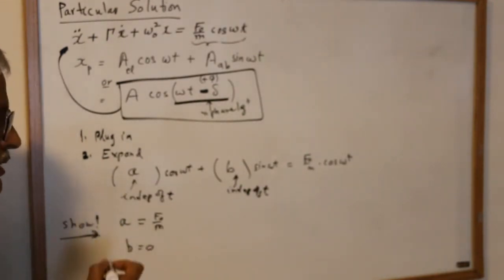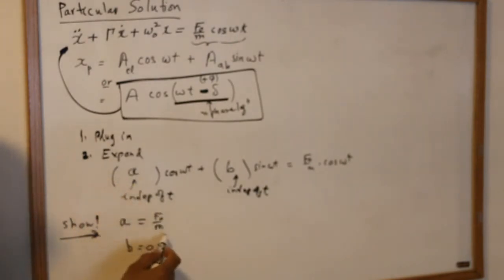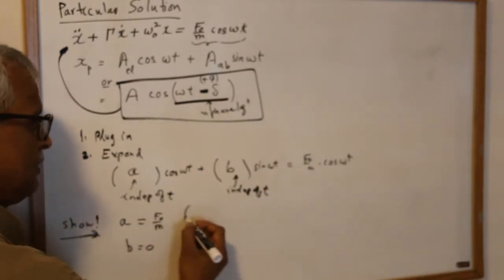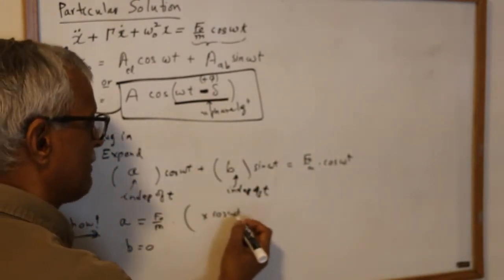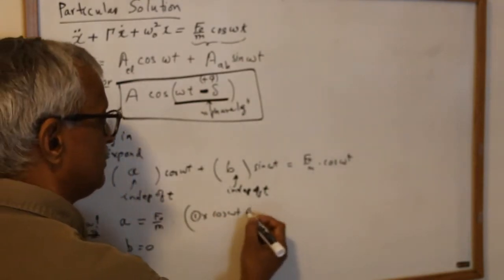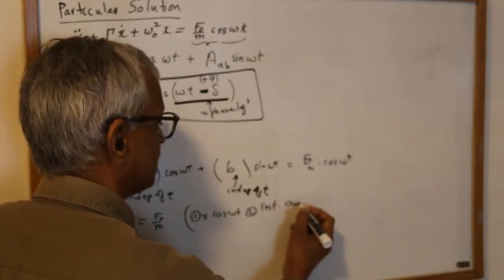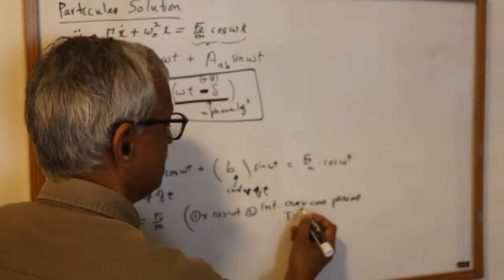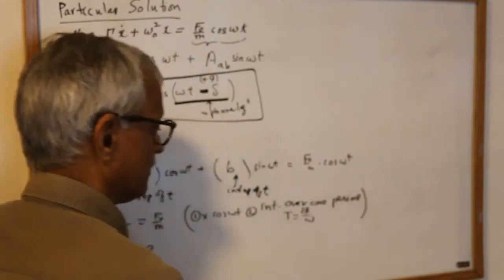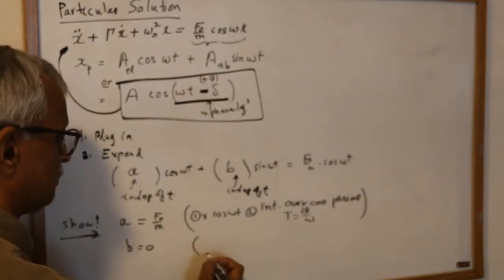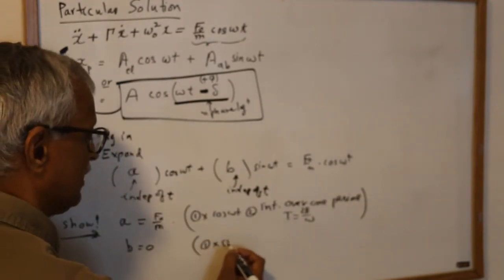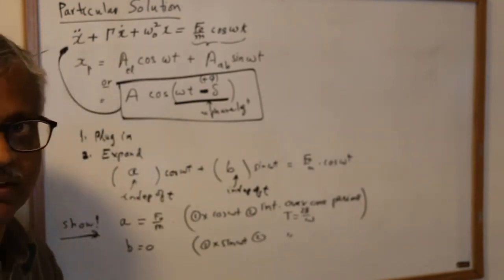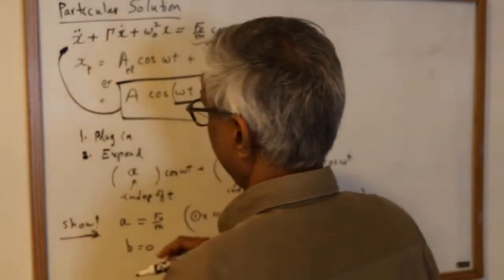I'm sure you can do this calculation. This one comes from first multiplying with cosine omega t. So the way it comes out is, multiply by cosine omega t is step 1, and step 2 is integrate over one period. One period T will be 2 pi over omega. This comes by multiplying by sine omega t and then integrating over one period. I hope you can do this step and complete it.